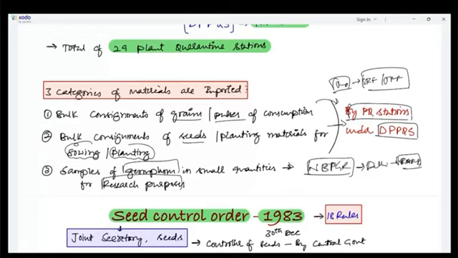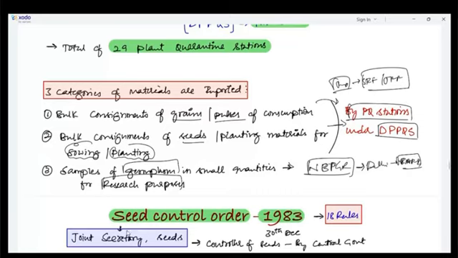And after that, we have an apex body, the Directorate of Plant Protection, Quarantine and Storage, located in Faridabad, which looks after the matters of import and export of plant materials. So till now I have explained the Seed Act, the Seed Control Order, and the import policy. These are the three major things we have discussed till now.